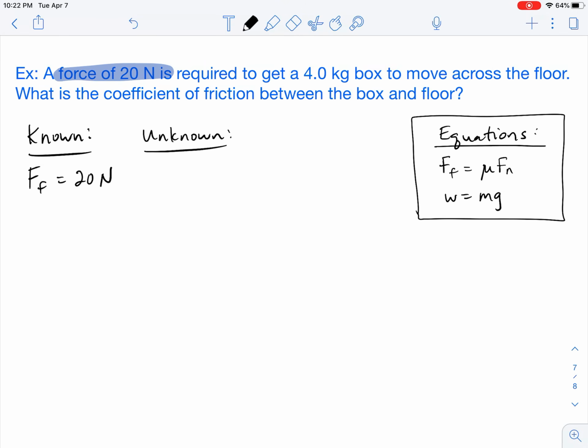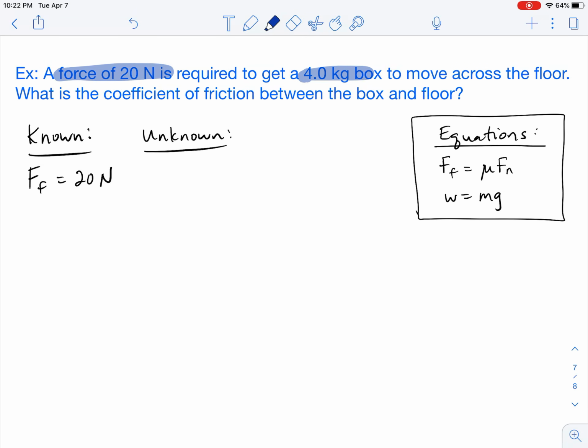And by the way, when you see that it says it's required to get that object to start moving, we call that the static friction force because the box or the object was at rest, and so that defines static friction. So we are actually finding the coefficient of static friction between the box and the floor to be specific. If the object was already in motion, then that would be our kinetic friction or our coefficient of kinetic friction. All right, so we have our force of 20 newtons.